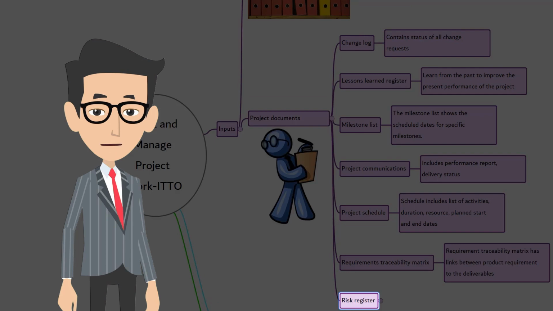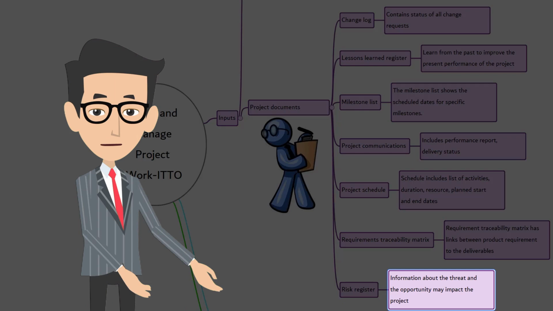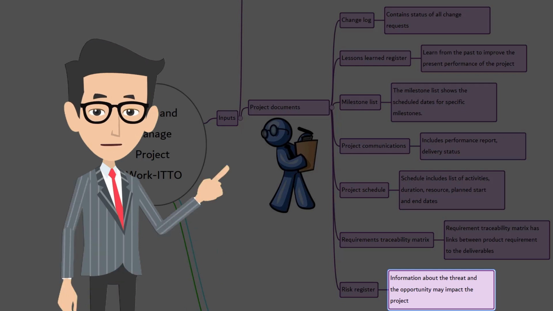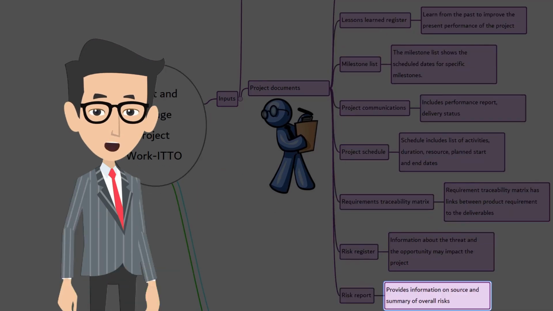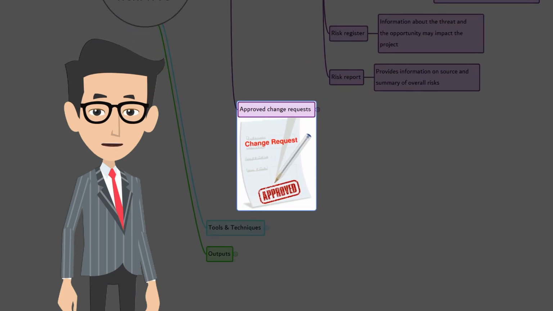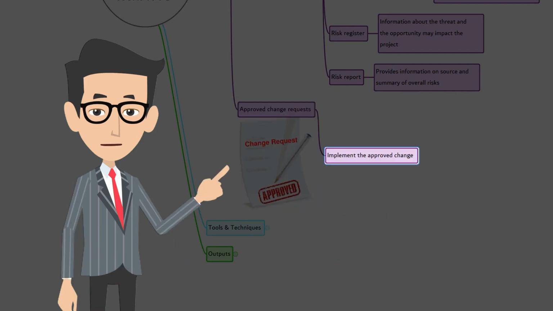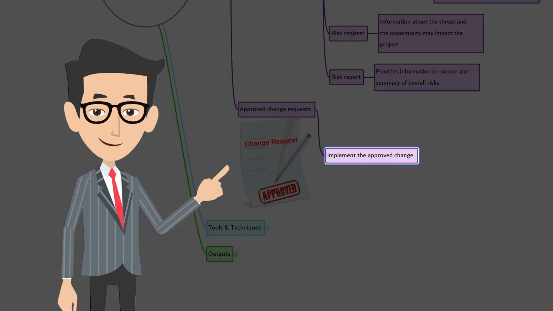The next one is risk register. In direct and manage project work, the risk register provides information about threats and opportunities that may impact the project execution. The next one is a risk report. The risk report provides information on sources of overall project risk along with summary information on identified individual project risks. All right, the next input is approved change request. Approved changes will be implemented by the project team. This can have impact on any component of the project in any knowledge area.